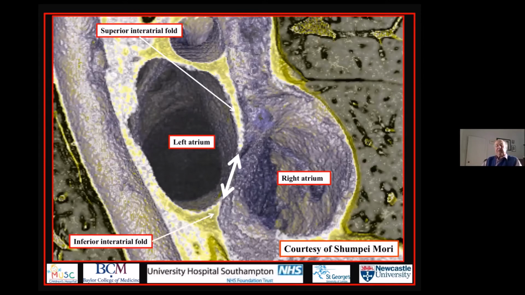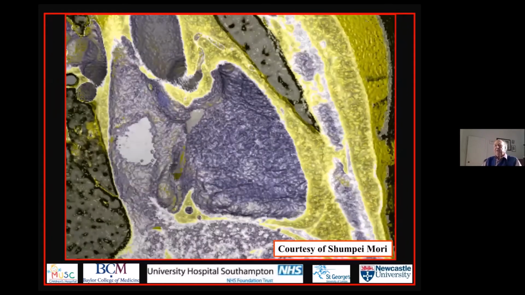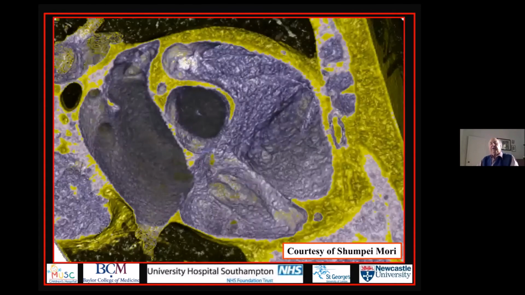And there underneath the oval fossa, we have the inferior interatrial fold. So really, when we cut it in this plane, the only true septal structure is the floor of the oval fossa. But this is the beauty, as I say, of computed tomographic data sets. We can go back to the original three-dimensional data set, and we can cut it in any plane we want. So here is an oblique short axis cut across the oval fossa. So now we are looking down on it.